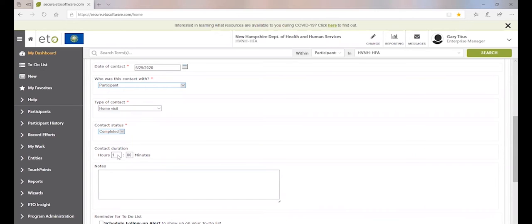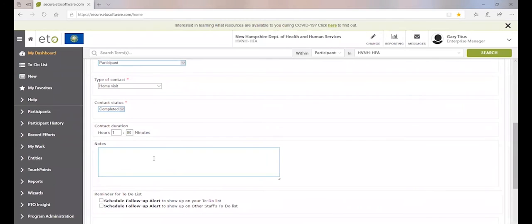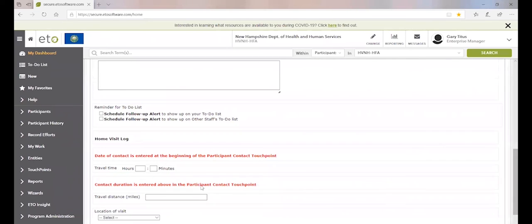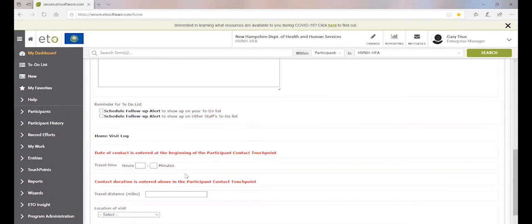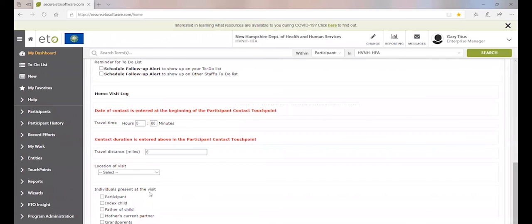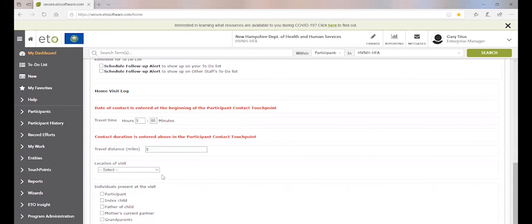Yeah, so this is your duration of time of your visit. Time travel would be nothing, no distance, if you're not traveling, because you're doing a virtual visit. The location of the visit, and this is where you would be selecting the COVID-19 related.